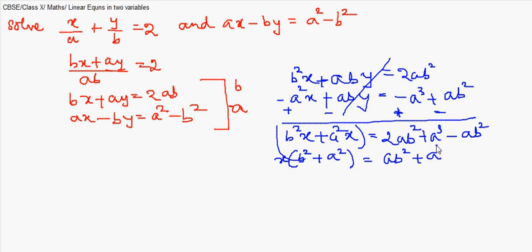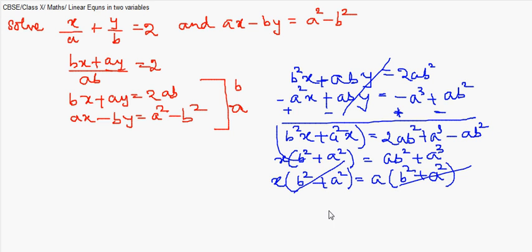plus a cube. Even then I could have taken, okay, in the next step let me take a common from this, so I'll be left with b square plus a square. A square plus b square, that's getting cancelled on both sides. So we get x is equal to a.